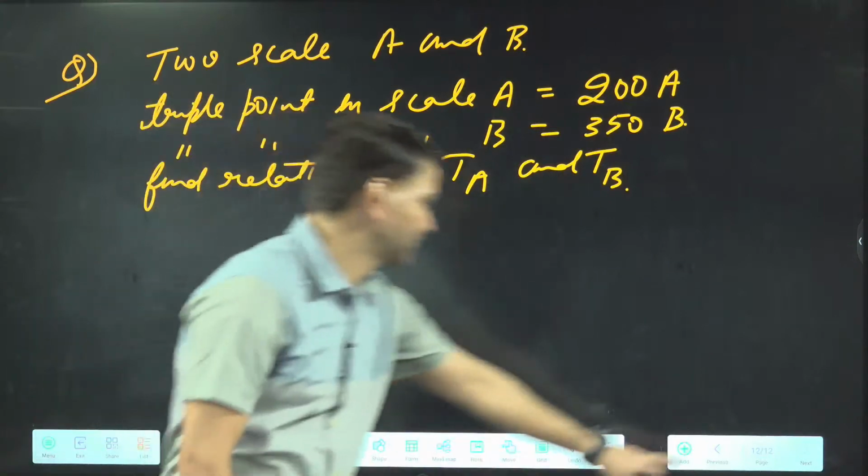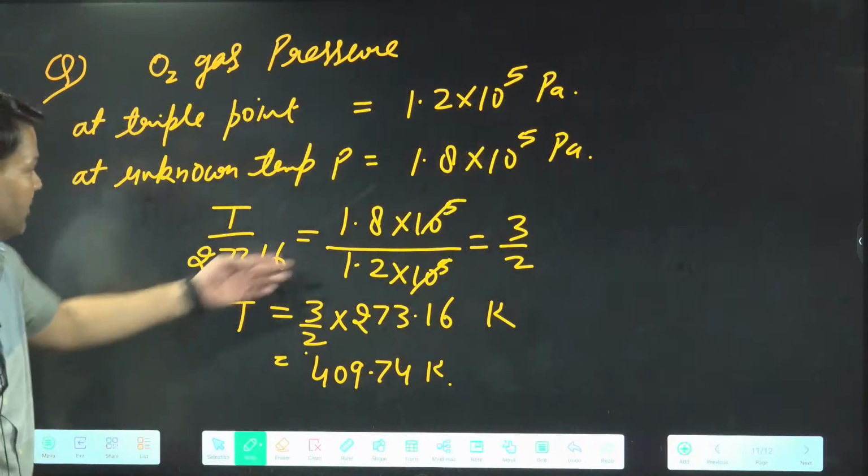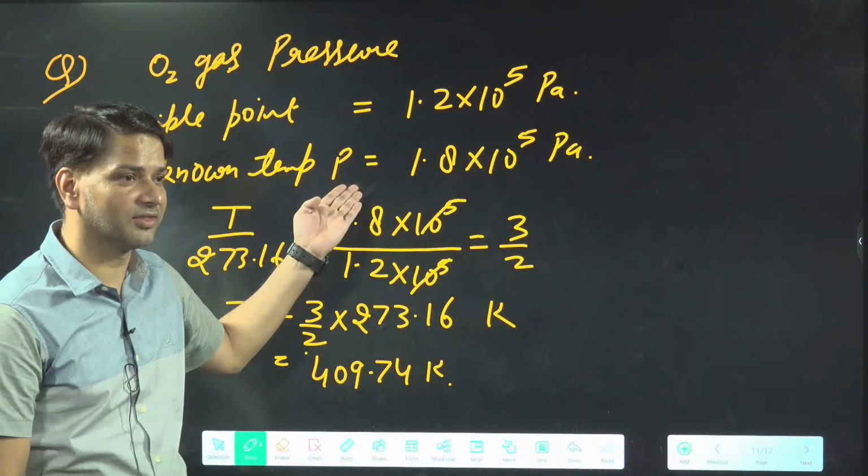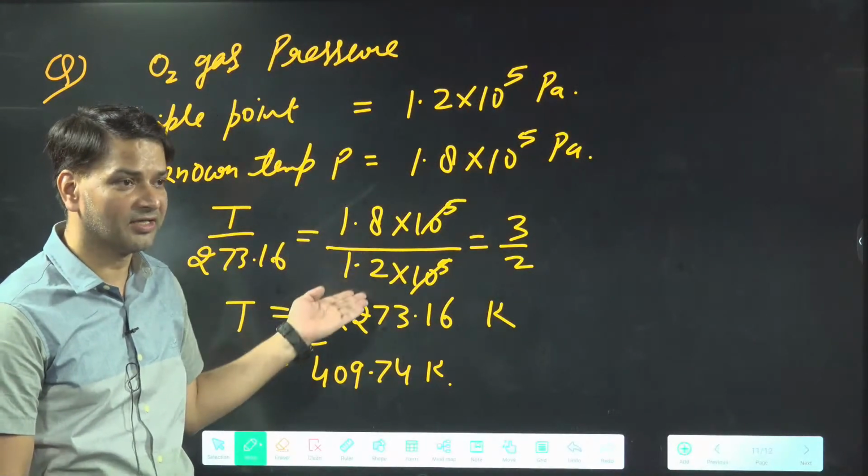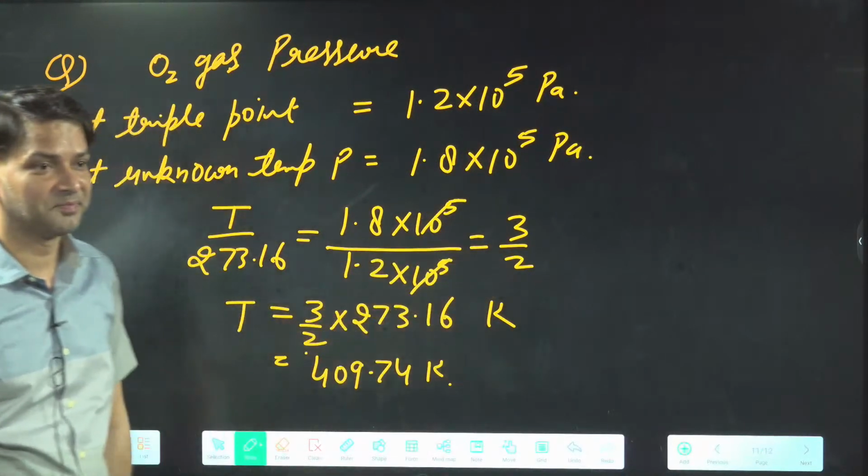Surya, how did I get 3 by 2? 6 will cancel out. So 6 3s are 18, 6 2s are 12. So 3 by 2 you will get.